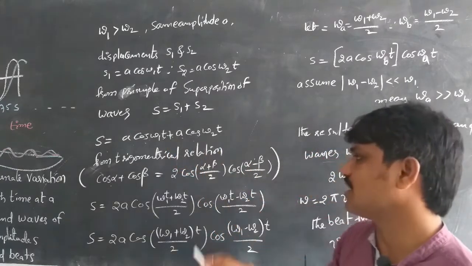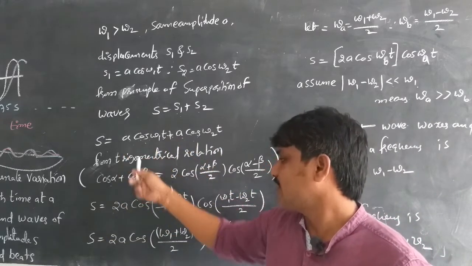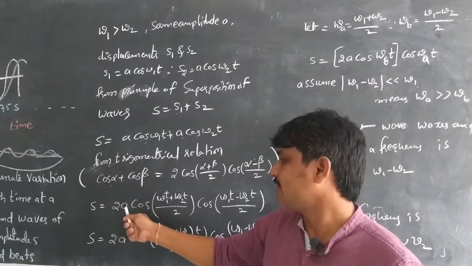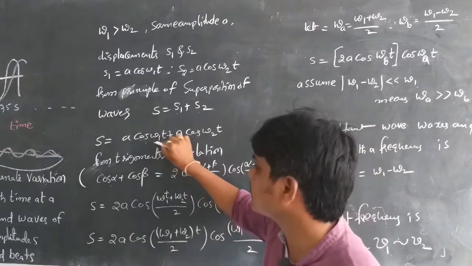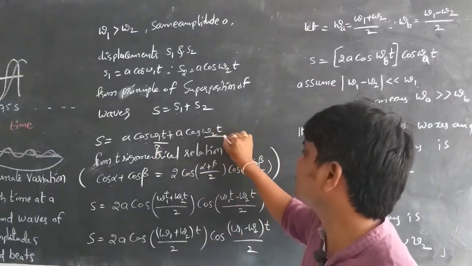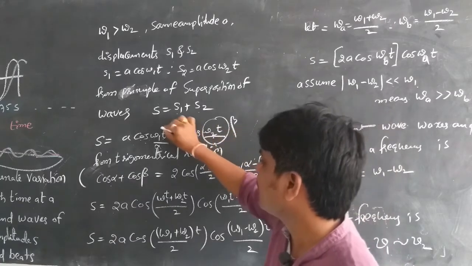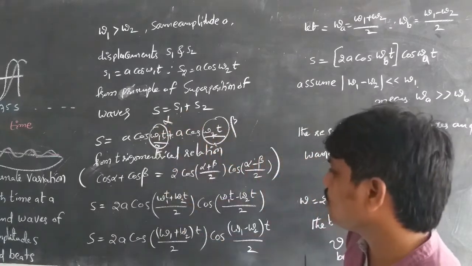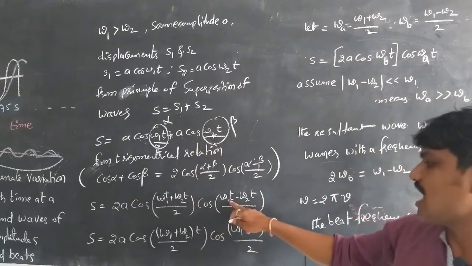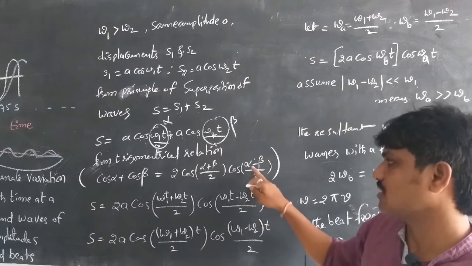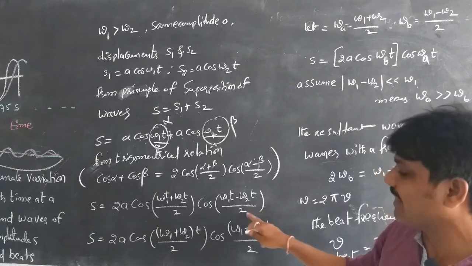From that, according to this relation, if we write this equation, then S is equal to, taking the A to this side, 2 cos... this denotes alpha, and this denotes beta. Here this one is beta and this one is alpha. So cos of (alpha plus beta) by 2, cos of (alpha minus beta) by 2, that is omega 1 t minus omega 2 t by 2.